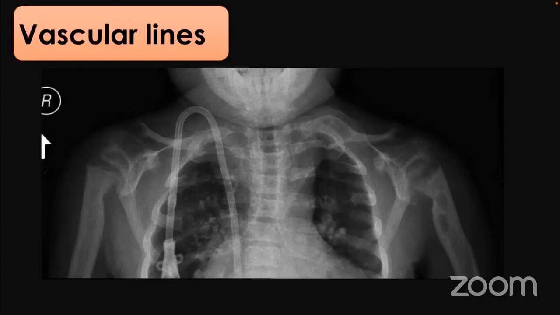Another vascular line. We have here the Permacath. It's used for dialysis. Sorry, this is the Permacath. It's used for dialysis, double tunneled.